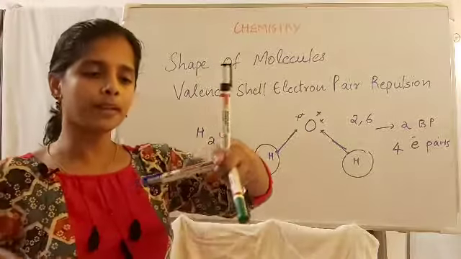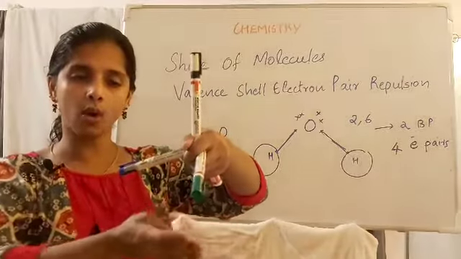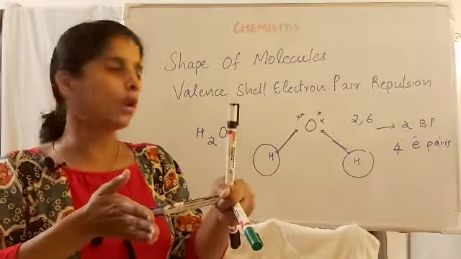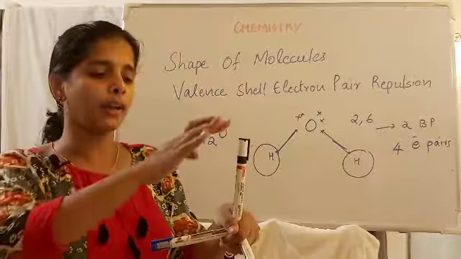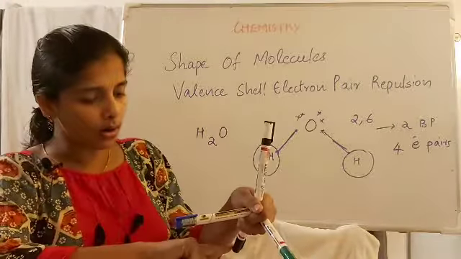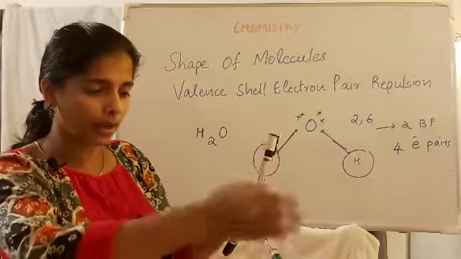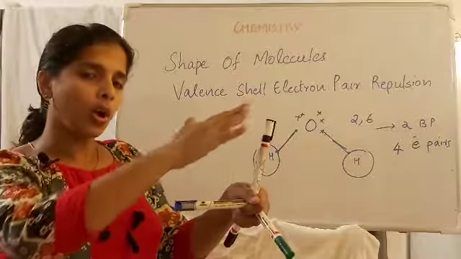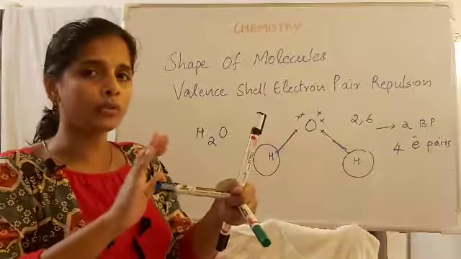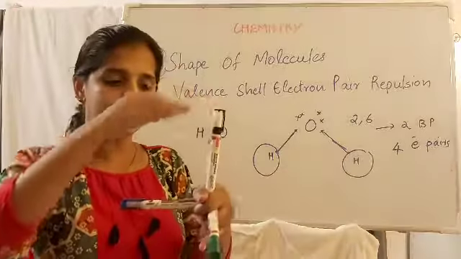So the electron pairs will be arranged in such a way that they occupy the corners of the regular tetrahedron. 2 corners will be occupied with bond pair electrons and the other 2 corners will be occupied with lone pair electrons. So this is the geometry of the molecule. The geometry of 4 electron pairs is tetrahedral.